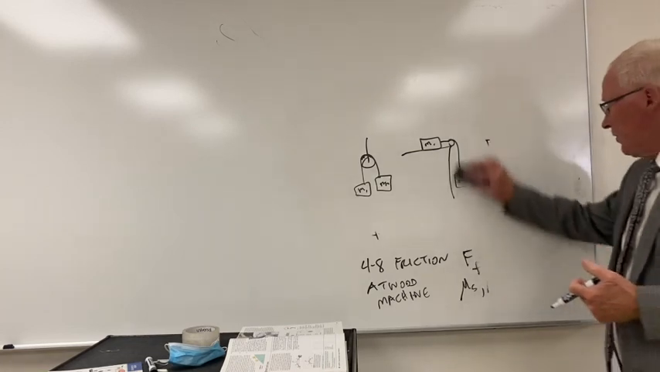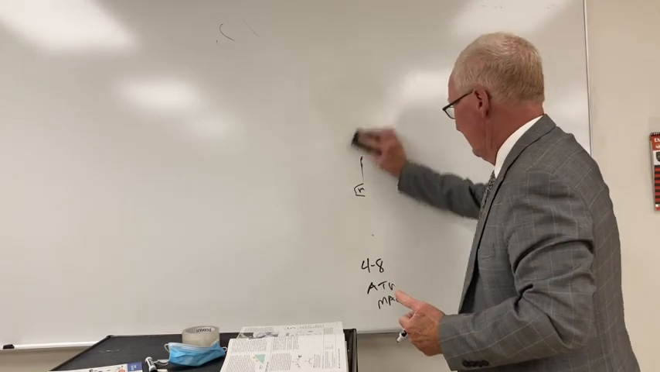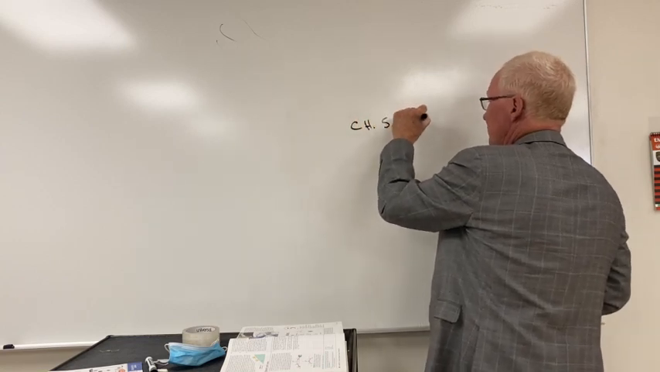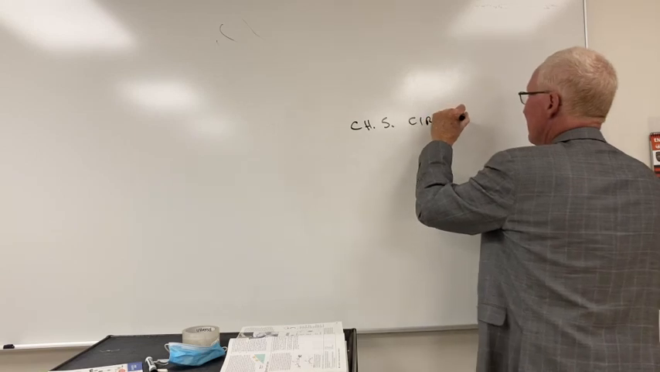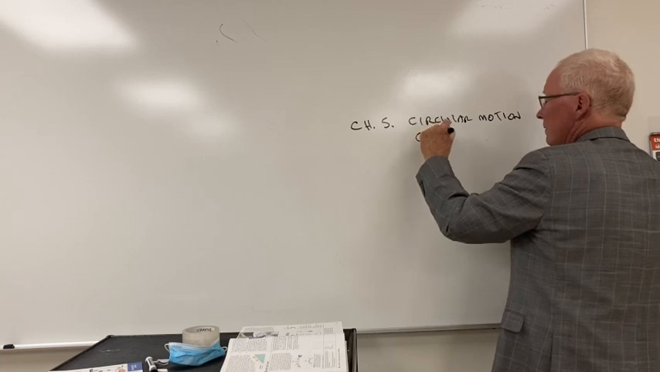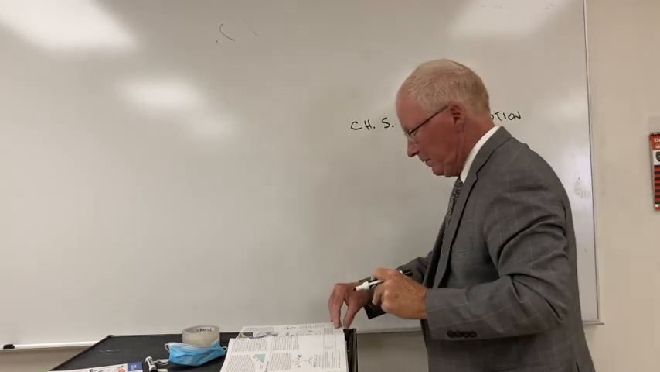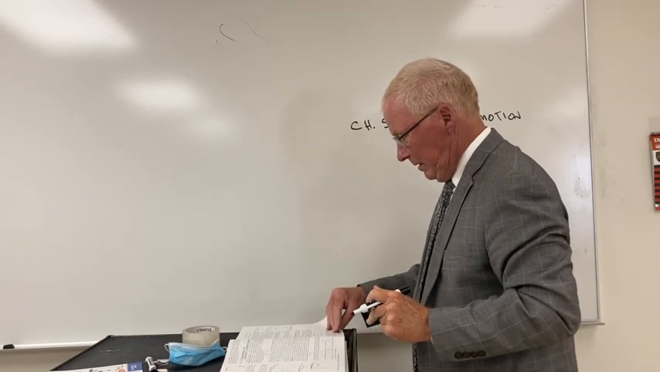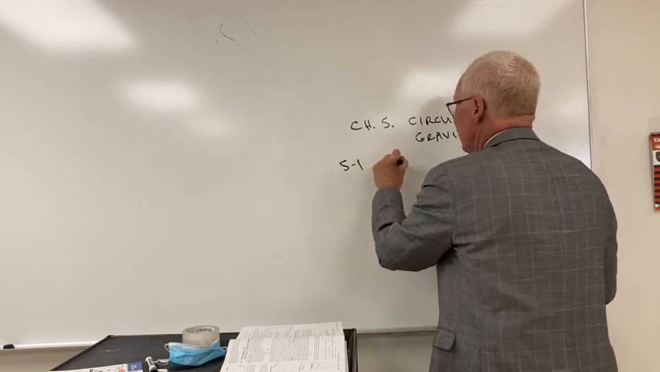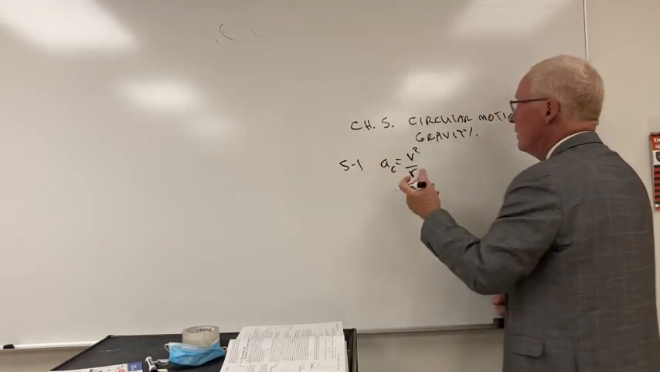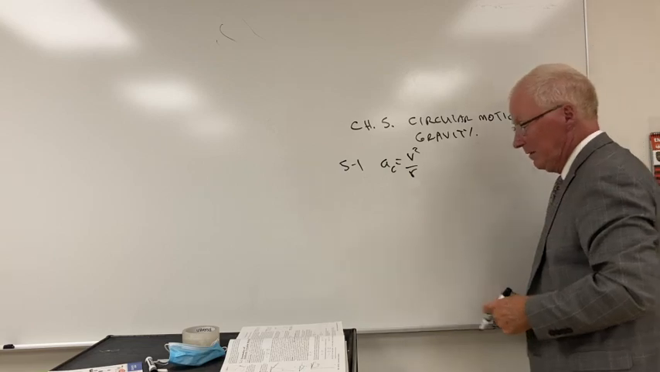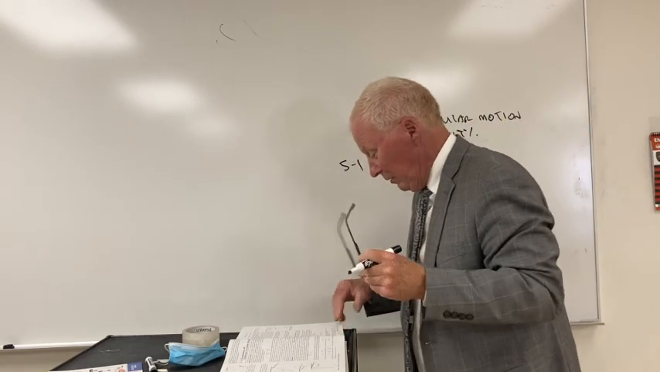All right, so moving on to chapter 5. Chapter 5 is circular motion and gravity. For chapter 5, in 5.1, we defined centripetal acceleration as v squared over r. So it's the speed traveling in a circle divided by the radius, and I've gone through that.